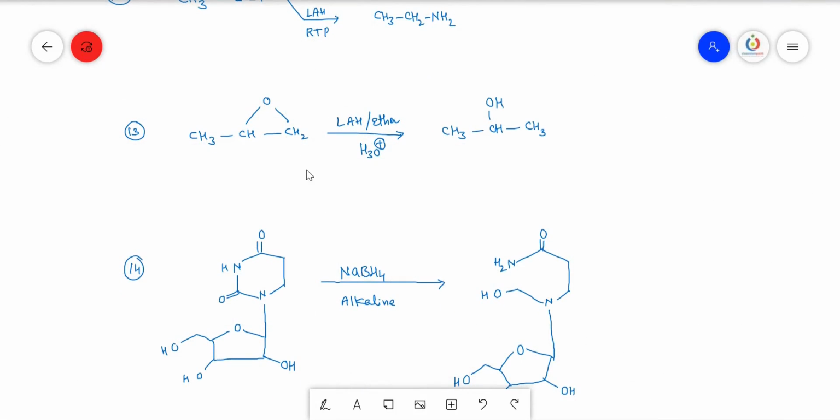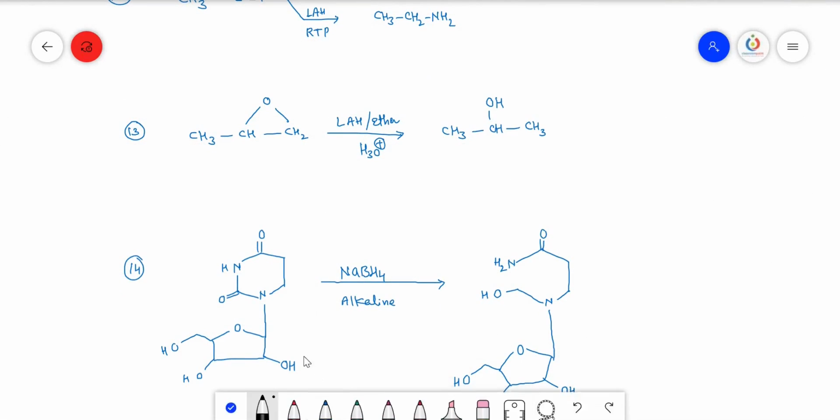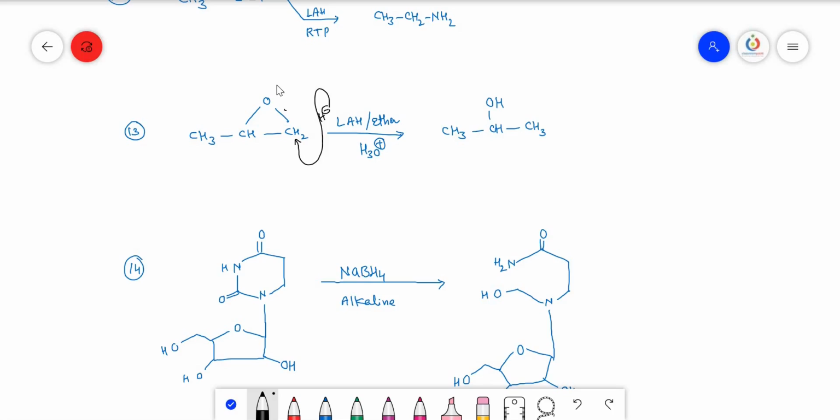And the epoxide, what happens with the epoxide? Here the hydride ion of the lithium aluminum hydride preferably attacks this particular carbon and opens this ring. Why? Because it attacks from this particular side only. Because this is the less hindered side, here a methyl group is there, so that it cannot approach like this one. So this is the major compound.